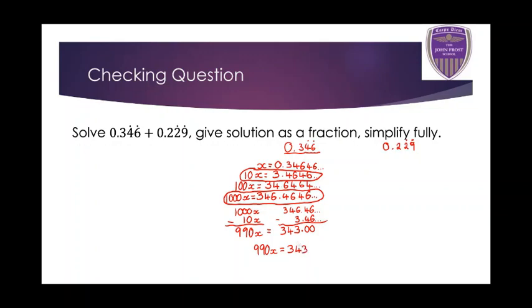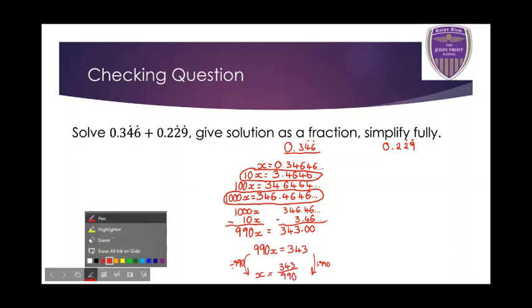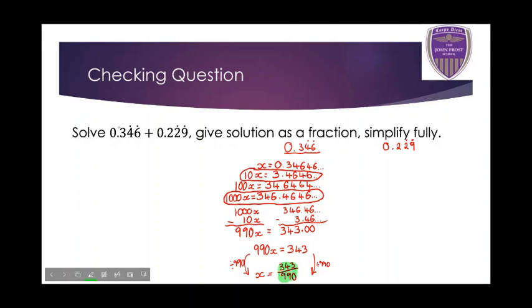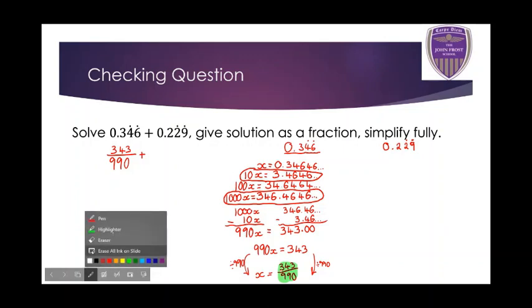And then finally, to find out the fraction, we need to divide both of these numbers by 990. So that gives us x is equal to 343 over 990. Okay, so this is our first part of our answer. So this is what we've got for 0.346 recurring: 343 over 990. We still need to find out what we're adding it to. Okay, let's just color that in.